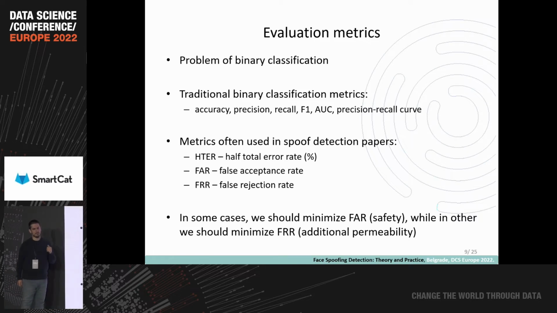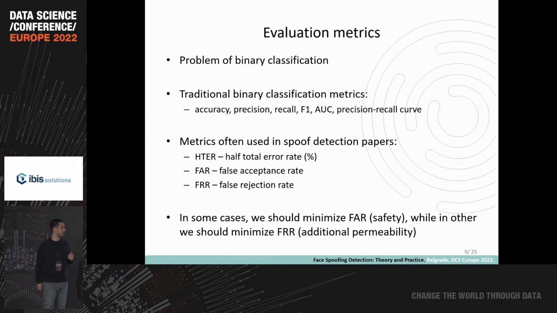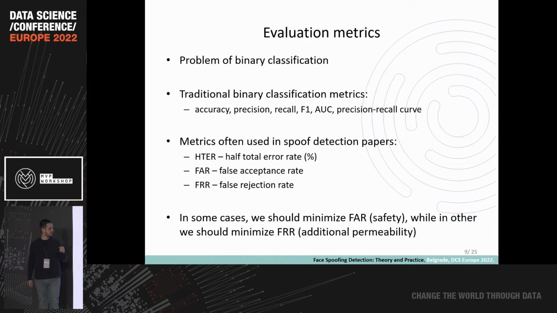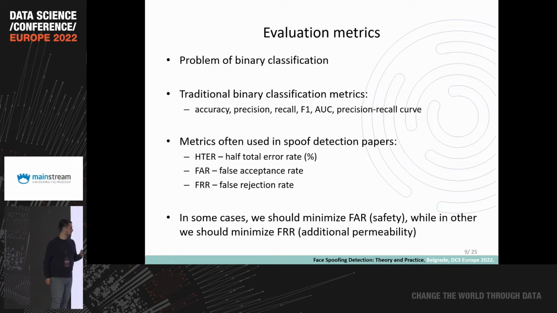On this slide, you can see some evaluation metrics that are often used for this problem. Since it is a binary classification problem, all measures for binary classification can be used for comparing various spoof detectors. But in literature, these three metrics are the most common: half total error rate, FAR, the false acceptance rate, and FRR, the false rejection rate. Actually, the optimal solutions lie somewhere between optimizing according to these metrics.